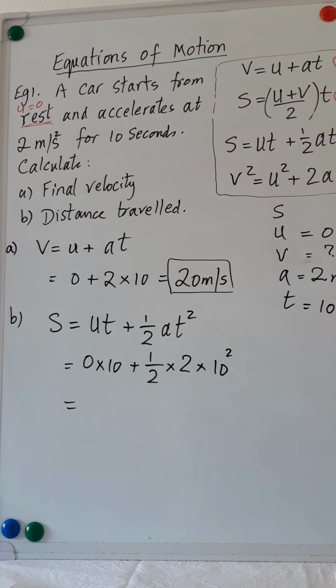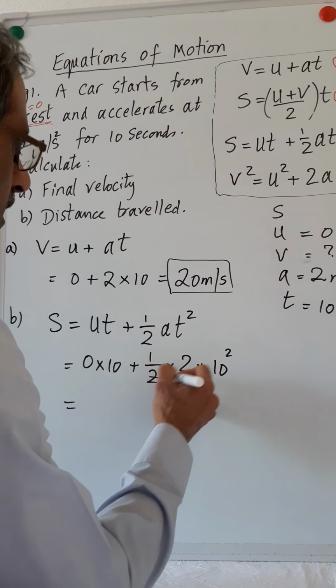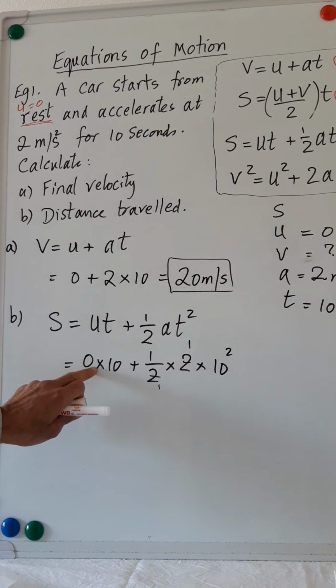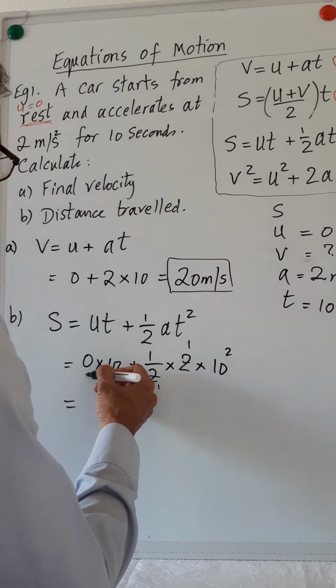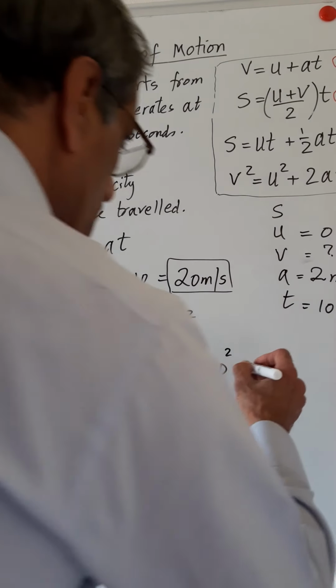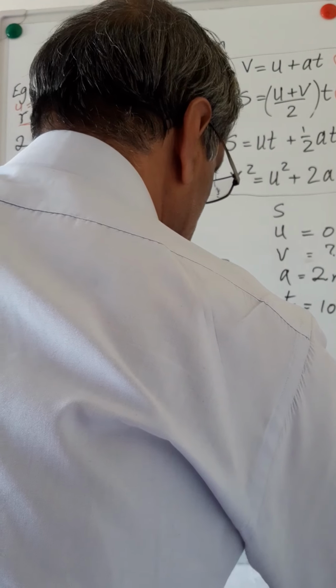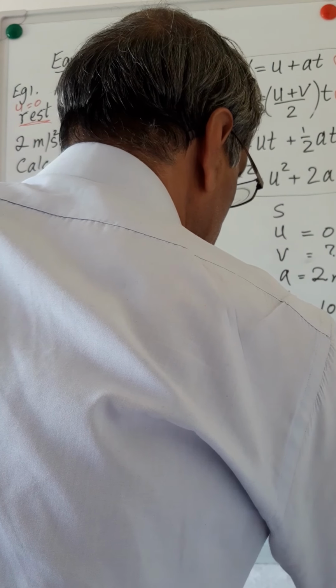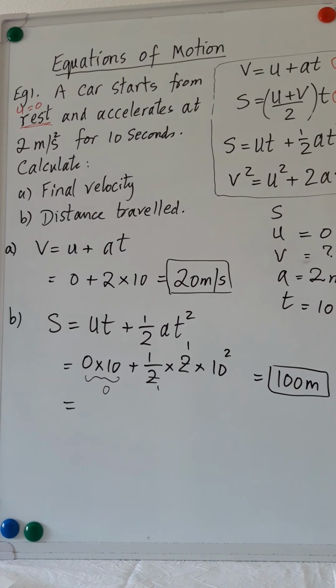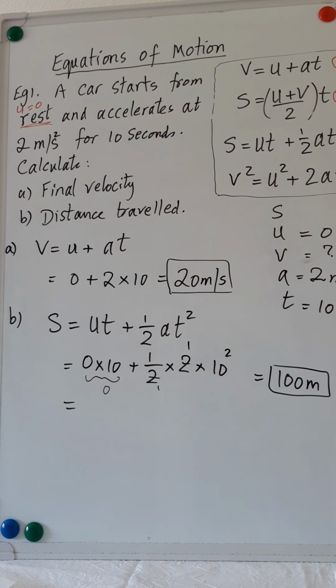So half of 2 and 2 will cancel out. 10 squared is 100. 0 times 10 is 0, so that comes to 0. So the final answer is 10 squared, which is 100 meters. So it travels a distance of 100 meters in 10 seconds if it keeps on accelerating at that rate.